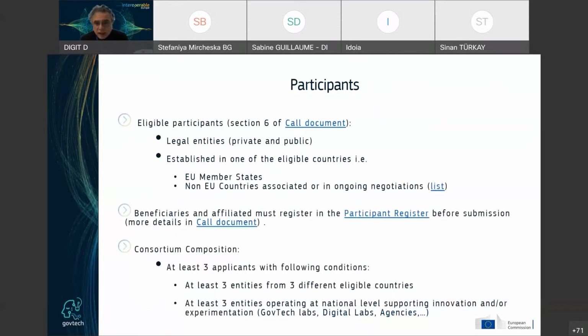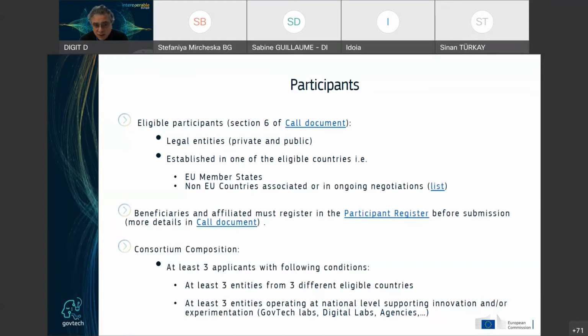So there is as well to say which type of participants. So first, you have the eligible participants. Here I recall that you must have a link to the call document, where you have all the details and what we ask. And here I advise you to read it. I will recall this later.